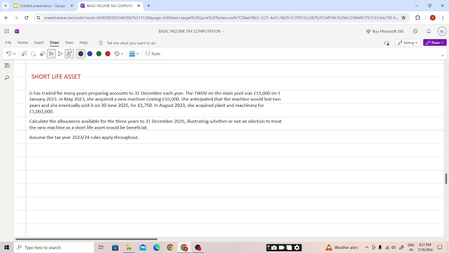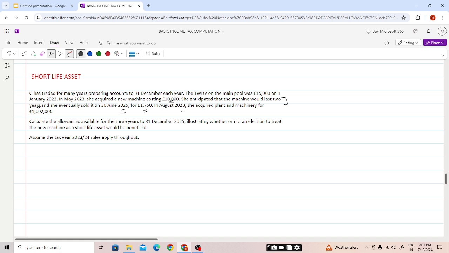G has traded for many years, preparing accounts to 31st December each year. The written down value on the main pool was 15,000 on 1st January 2003. In May 2003, she acquired a new machine costing 10,000. She anticipated that the machine would last 2 years, so it is less than 8 years, and she eventually sold it on 30 June 2025 for 1,750.